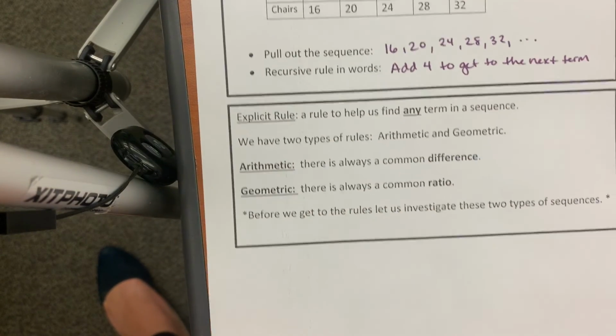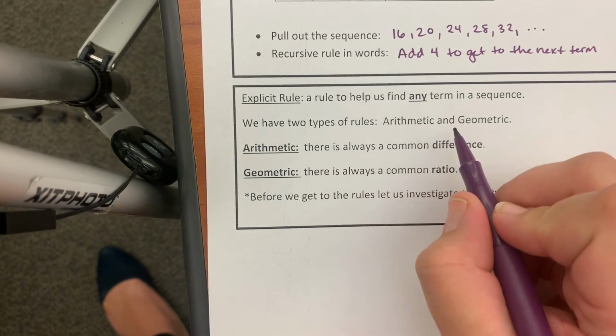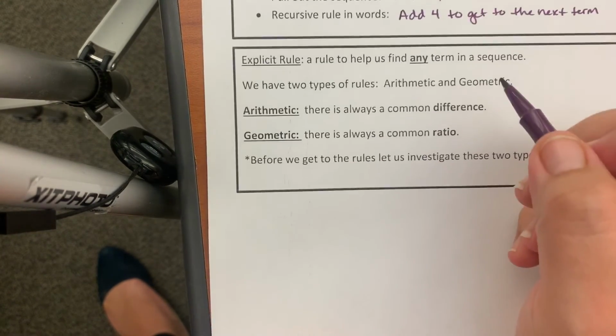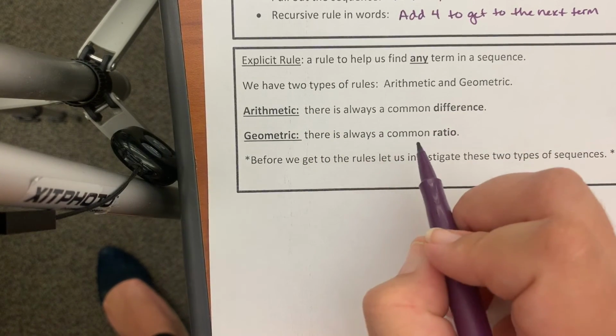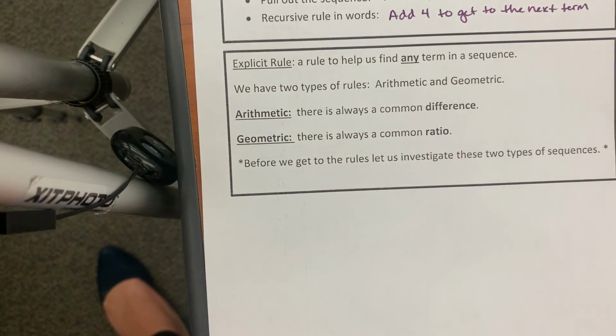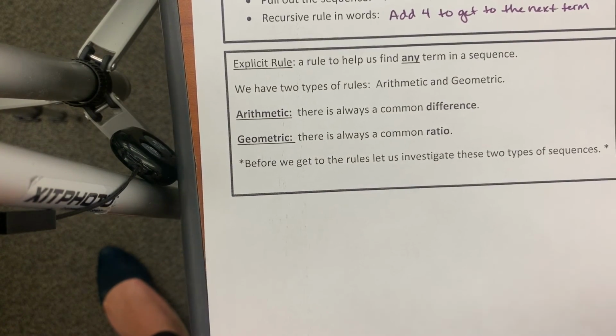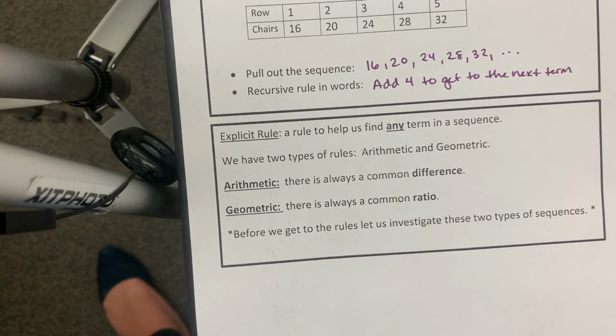And then down here we have the explicit rule, a rule to help us find any term in a sequence. We have 2 types of rules. We have arithmetic, which you just went over, and we have geometric. So arithmetic is when there's always a common difference, and geometric is when there's always a common ratio. So we will look at geometric more specifically after we practice with arithmetic rules. So this can get put in on your page 23, which is titled Types of Sequences.